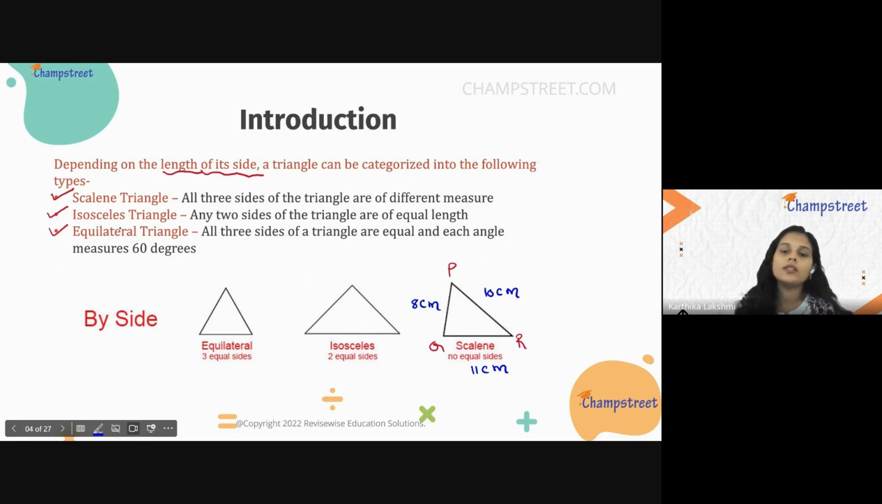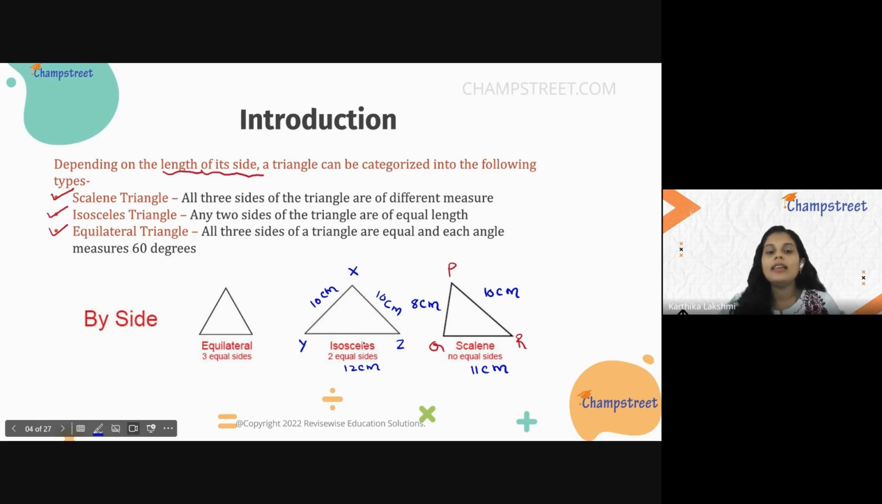Next one is isosceles triangle. I'm going to name this triangle as XYZ. You can use whatever alphabets you want, but I'm going to use XYZ only. Okay. In an isosceles triangle, any 2 sides of the triangle are of equal length. For example, this is 10 centimeter. This is also 10 centimeter. And this is 12 centimeter. Okay. So here you can see the sides XY and XZ are equal in length.